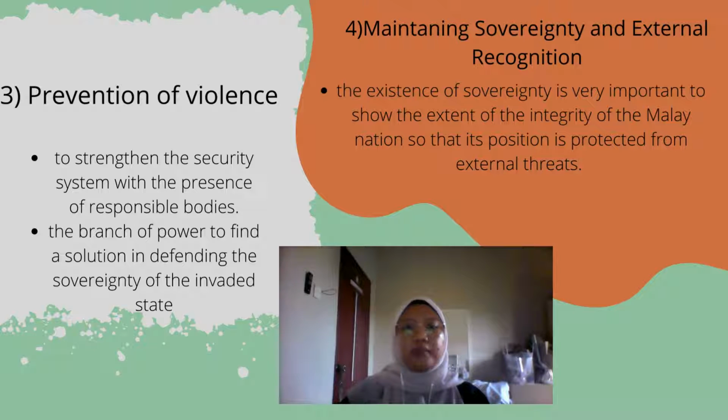And then the existence of sovereignty is very important to show the extent of the integrity of Malay nation, so that the position is protected from external threat, and this can give the country opportunity to make a decision and free from external sway or threats. And because every country is free to make any decision on its own axis.